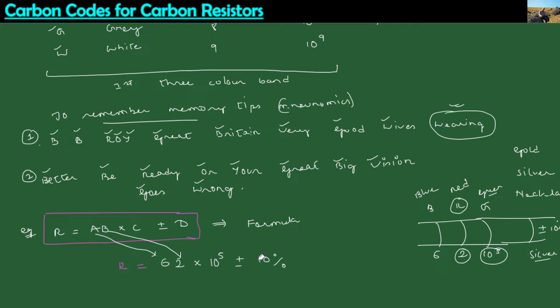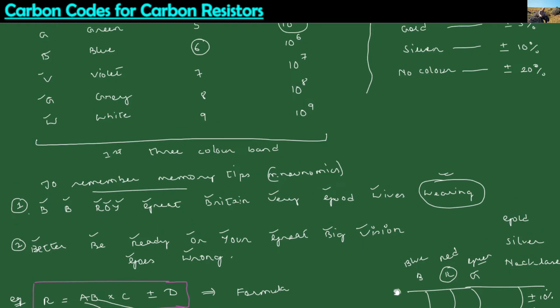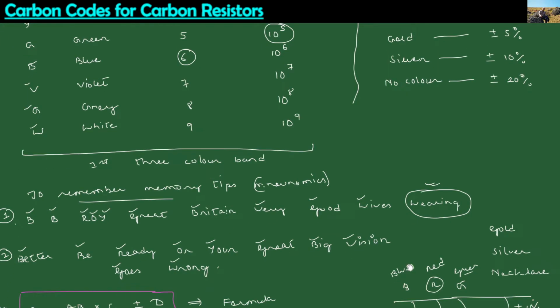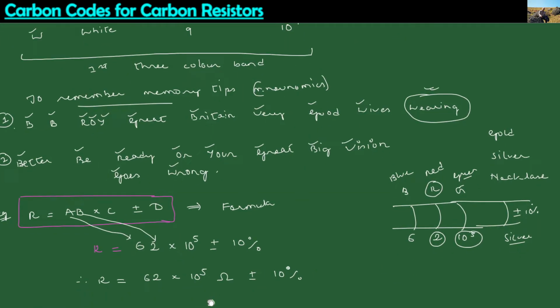And from here, that means all this will be in terms of ohms. So R will be equal to 62 into 10 to the power 5 ohms plus minus 10%. Then let us calculate this value, or you can also write this in terms of kilo ohms or mega ohms.